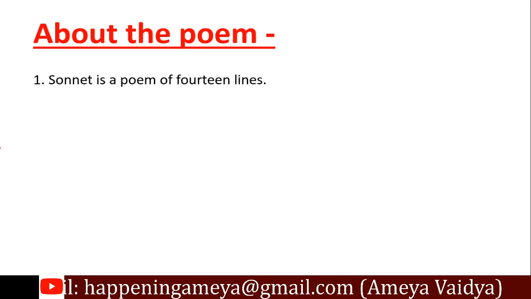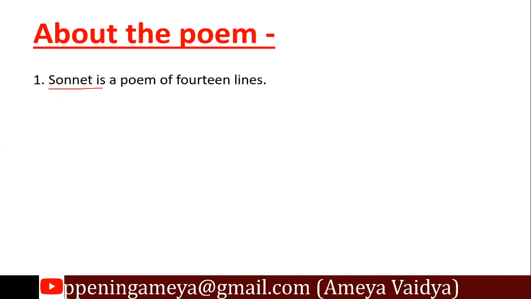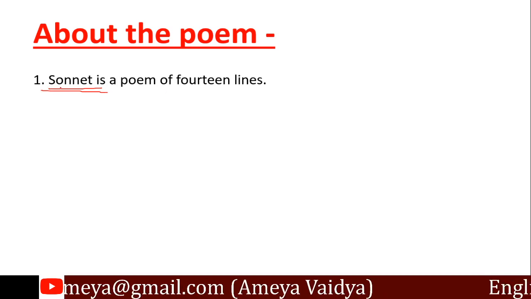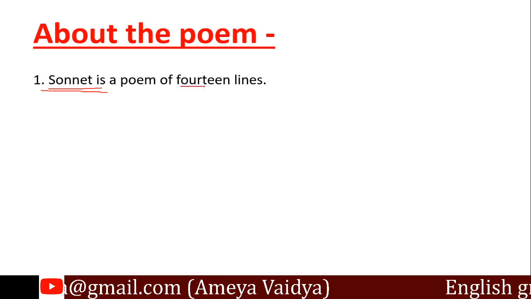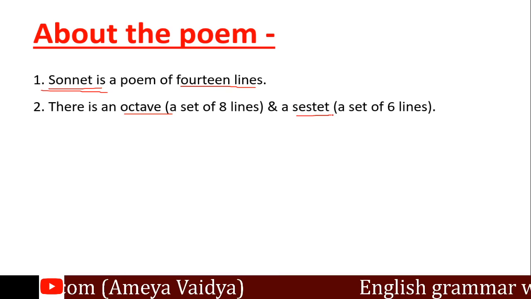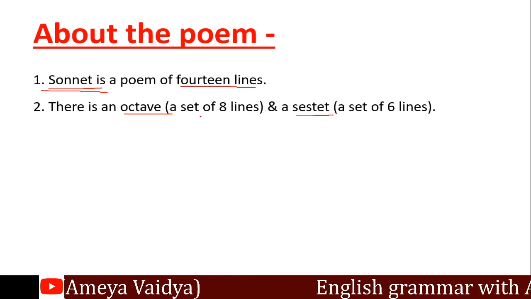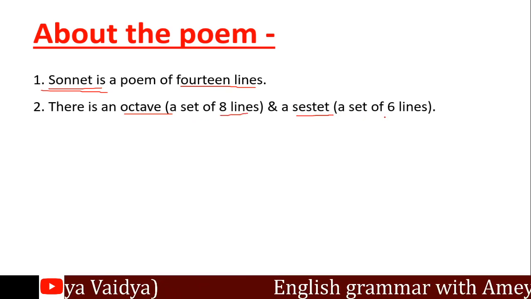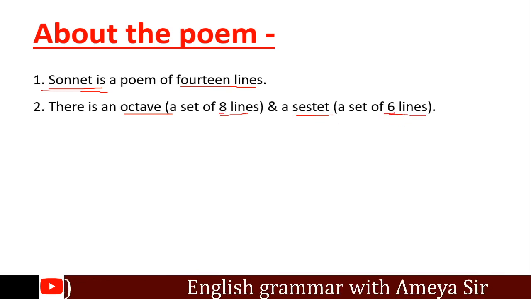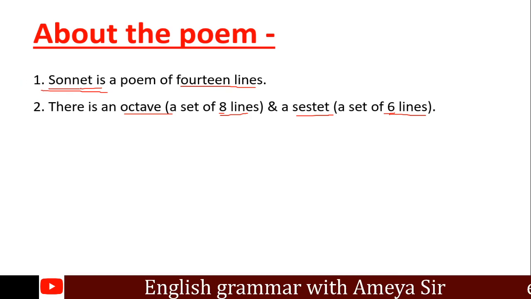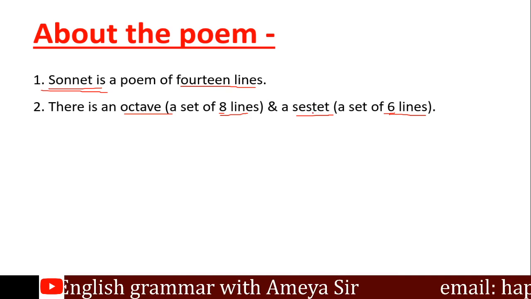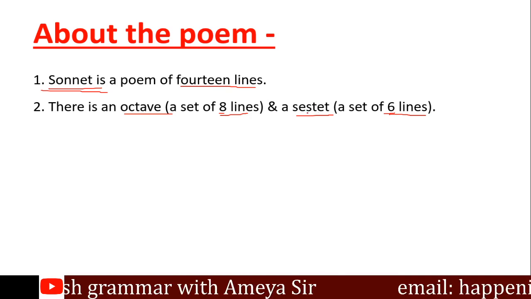Now let's start. The poem is a sonnet. I've used this word before. We saw it in the last slide as well. A poem of 14 lines is called a sonnet. There is an octave and a sestet. Remember, we were talking about it. Octave is a set of 8 lines and sestet is the next set of 6 lines. So together you have 8 and 6, 14 lines. That makes a sonnet. This one has an octave, a set of 8 lines, and then a sestet, which is a set of 6 lines.